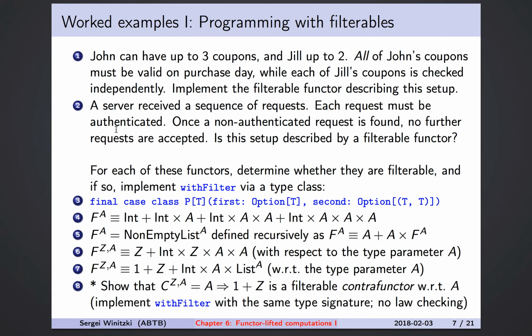in these worked examples. In the first example, John has up to 3 coupons and Jill up to 2 coupons. All of John's coupons must be valid, but each of Jill's coupons is going to be checked independently. Why is this even described by a functor? We need to abstract the problem from details and see how we can represent this as a functor. And then we will see what is the filterable functor.